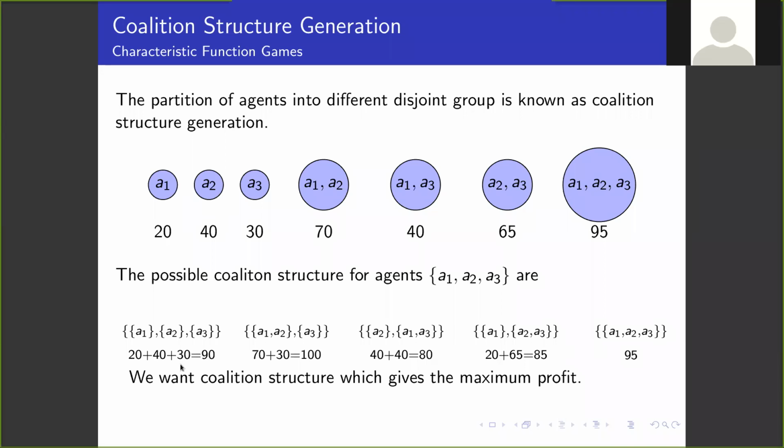Now, the problem is for three agents, the coalition structures are 1, 2, 3, 4, 5. If you increase the number of agents, the number of coalitions will increase exponentially and the number of coalition structures will also increase exponentially. And that leads to an NP-complete problem.